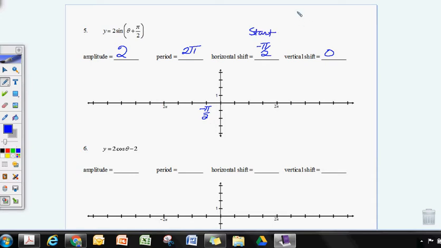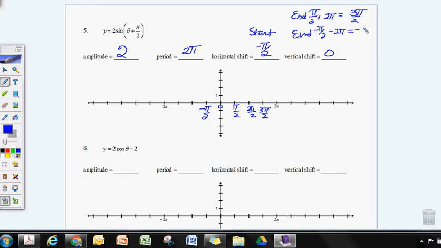So what do I have? For my ending point, I have negative pi over 2 plus 2 pi, which would mean I would end at 3 pi over 2. Now again, you can see there's a nice middle. There's pi over 2. And this would be 2 pi over 2, or just pi, and 0. That's my first wave.